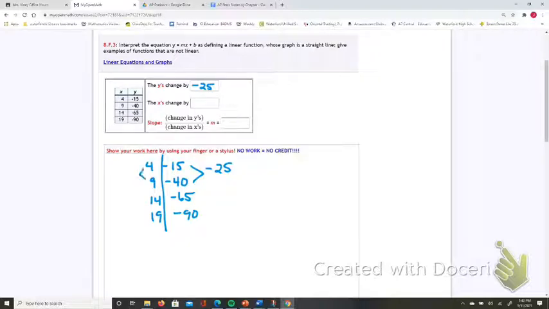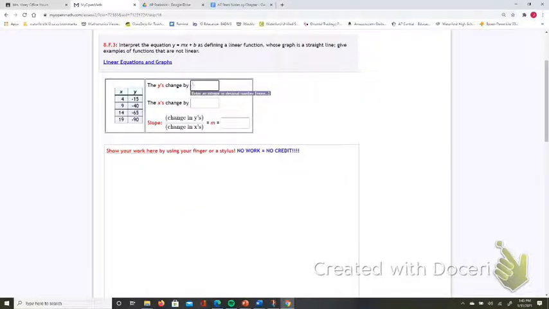Okay, my x's went from 4 to 9. Okay, count from 4 to 9. 5, 6, 7, 8, 9. That's 5, right? 4 plus 5 is 9. So my x's went up by 5. Remember that your slope is the change in the y's over the change in the x's. So it's negative 25 divided by 5. Okay, negative 25 divided by 5 is negative 5. So now we put in negative 25, and then we put in 5, and then we put in negative 5.